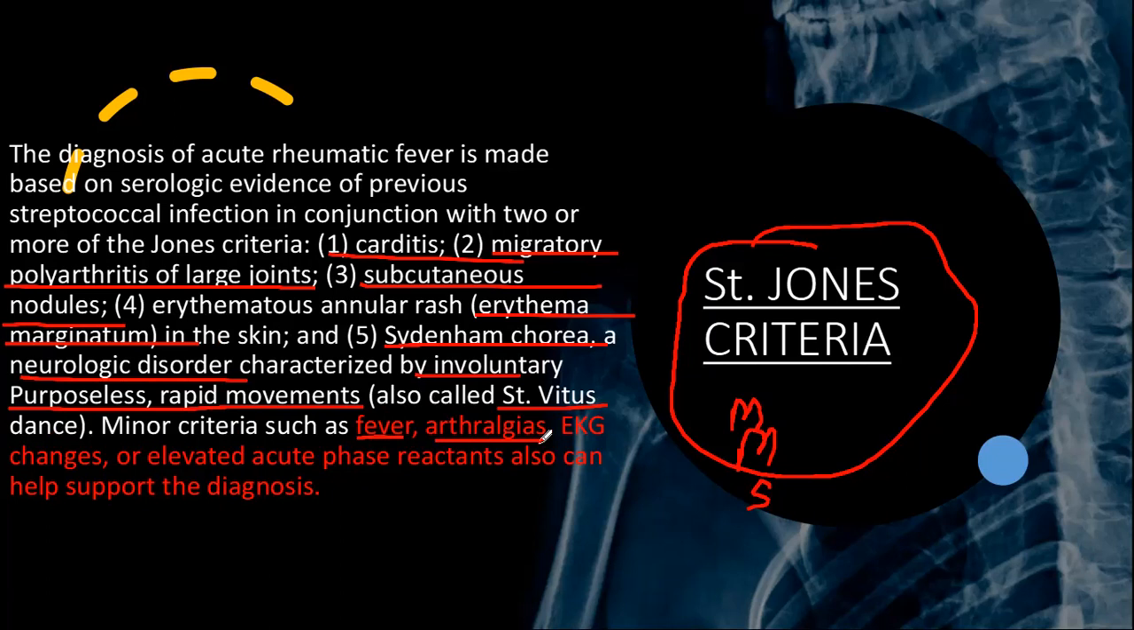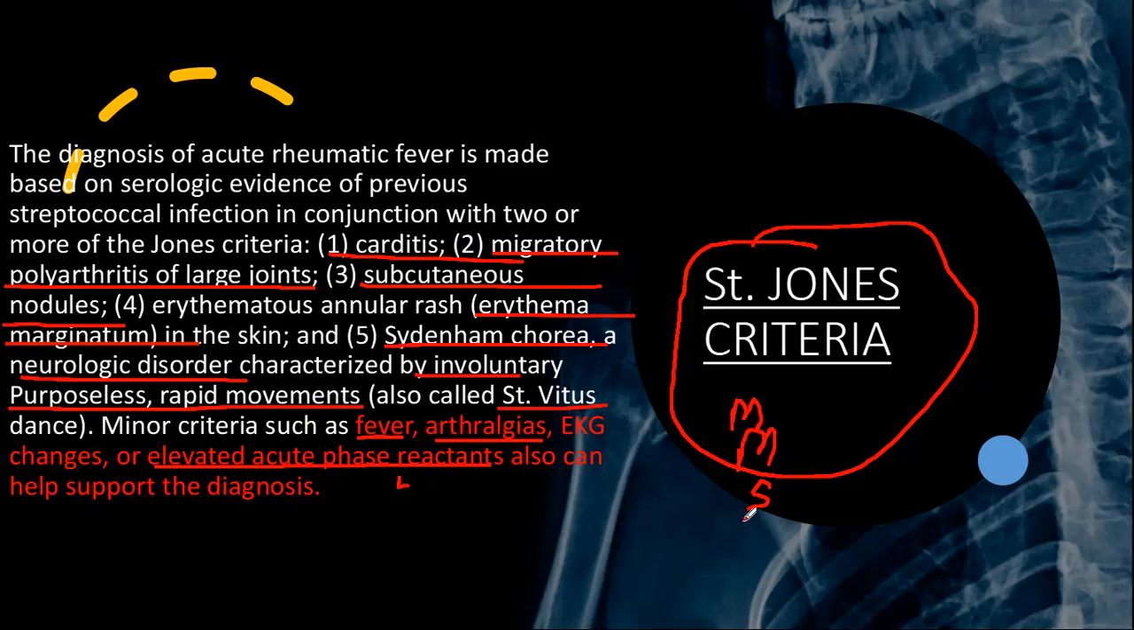Now, the minor criteria include a fever, arthralgia. Arthralgia is not the same as arthritis. Arthritis is joint inflammation, itis. Ralgia means pain, so joint pain. EKG changes where you have a prolonged PR interval. Then you have elevated acute phase reactants. You use ESR and CRP. Okay, so those are the minor criteria.